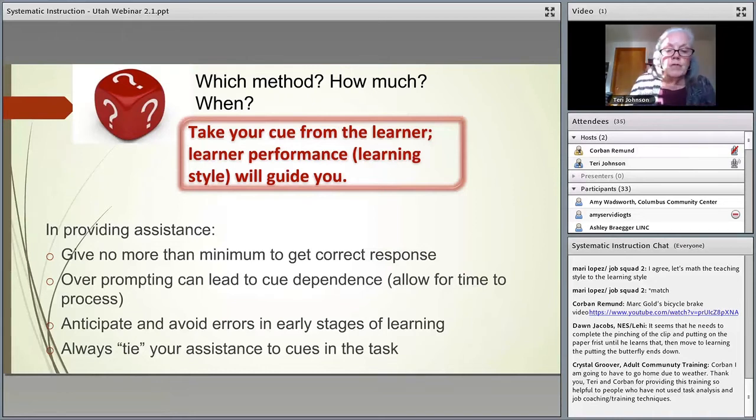And it's true for ourselves as well. If we're really struggling to learn something, our best shot at learning it quickly and independently is if we don't have to unlearn errors, if we don't get confused about trial and error sort of learning. There can be a place for that, but not if someone has a lot of confusion around the task. You always tie your assistance to cues in the task.